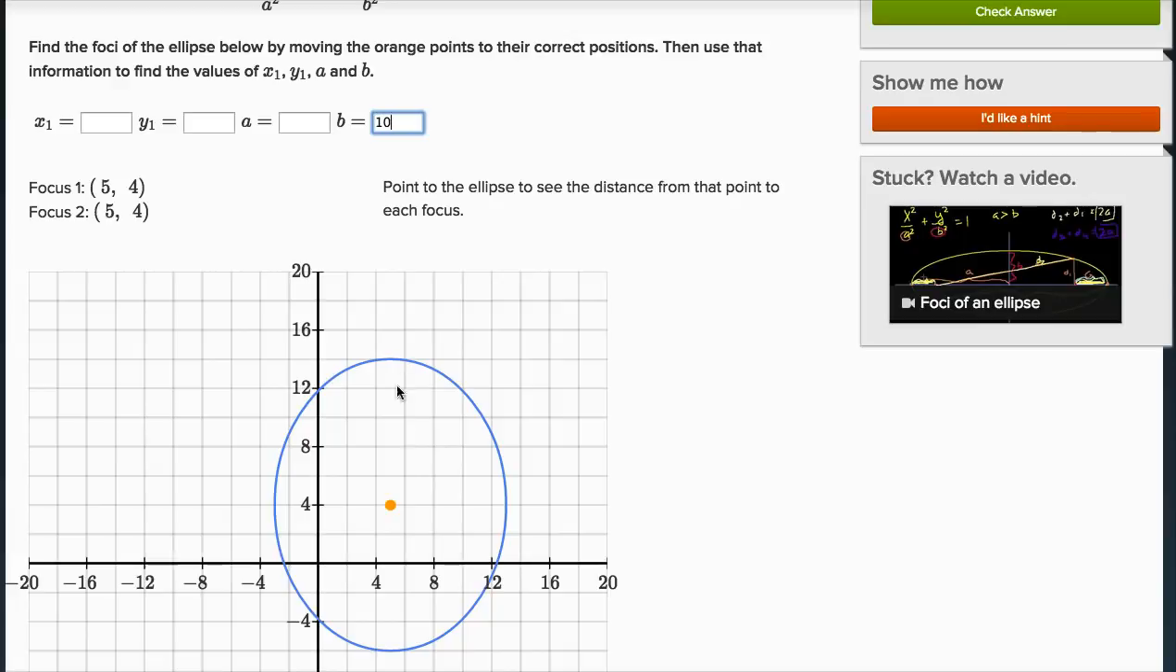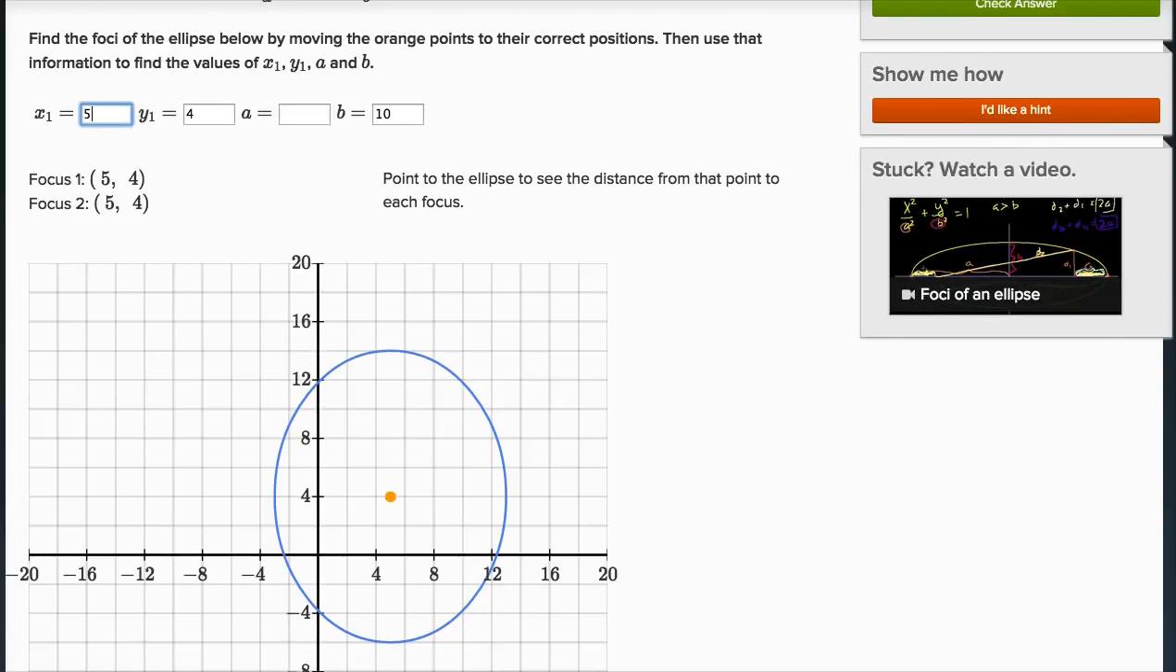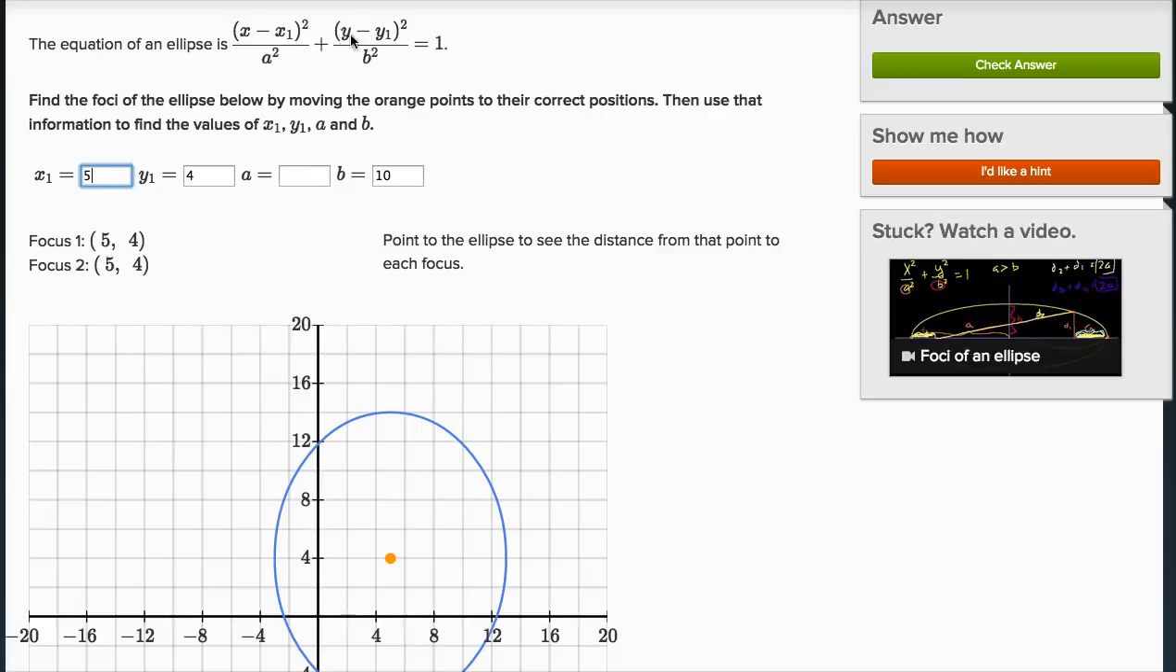And we also know the y-coordinate of the center. It's y is equal to 4. And then the x-coordinate of the center is x equals 5. So once again, where I put this orange dot, that is the center of the ellipse. It's at x equals 5, y equals 4, and that's why I put x1 equals 5, y1 equals 4. And you see from the equation of the ellipse, that's what defines the center of the ellipse. And then a is going to be, we can see from here, the radius in the x direction. And that's going to be the minor radius.